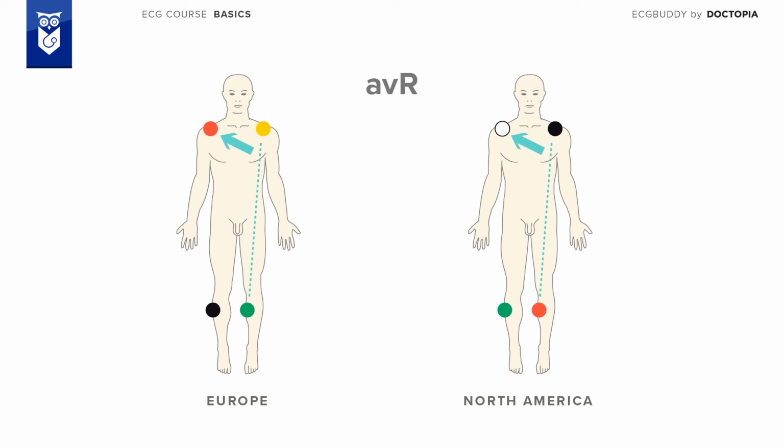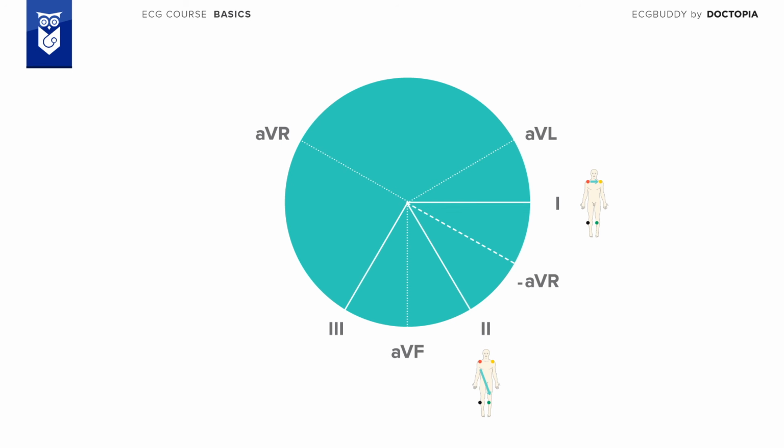For lead AVR, as in right, the left arm and left leg electrodes form the negative pole and the right arm is positive. If the 6 extremity leads are presented according to the same 0 point, the famous Cabrera circle is obtained. This is not complicated at all. It is simply a diagram that is used to demonstrate the electrical axis of the heart, as measured by all 6 limb leads.